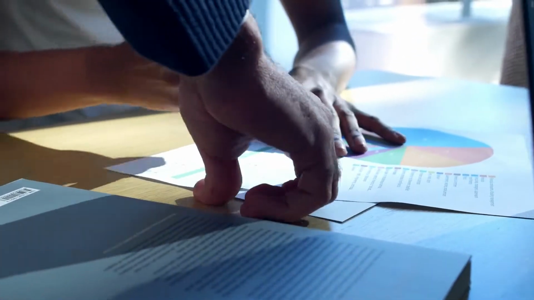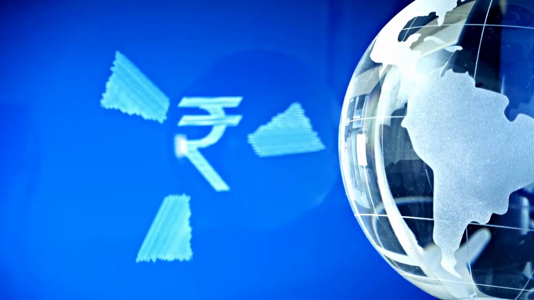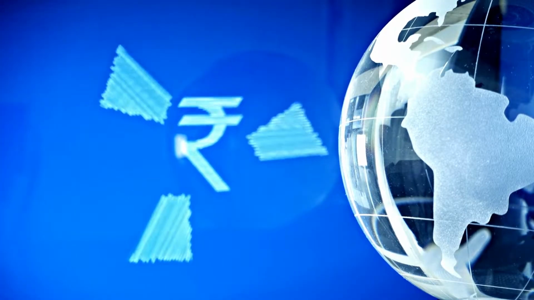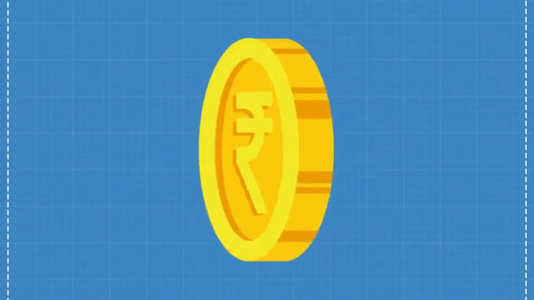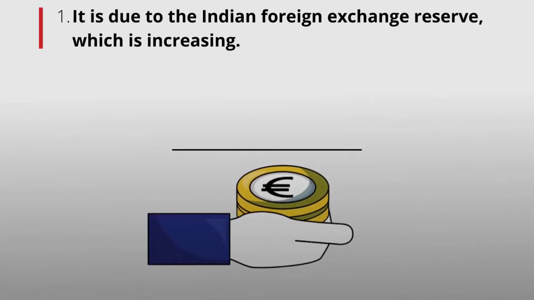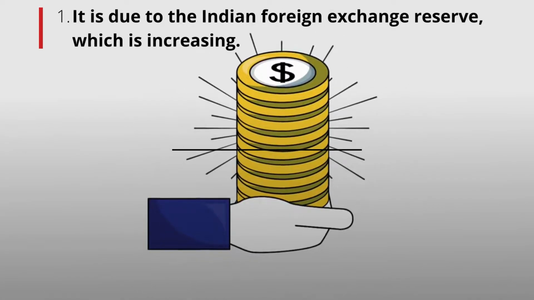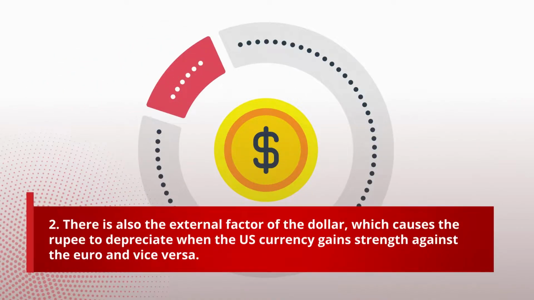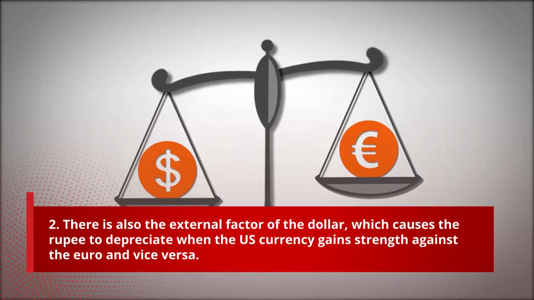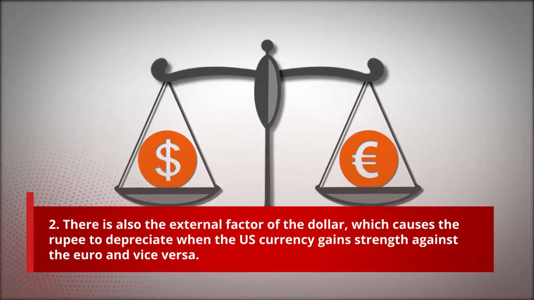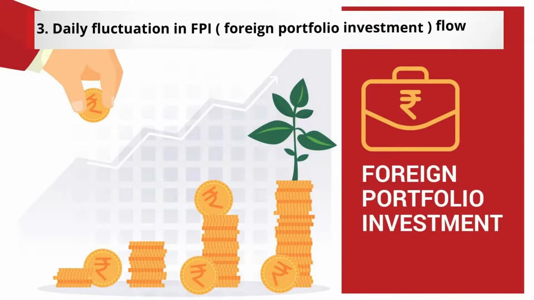You must have thought, what are the factors that affect rupee against dollar and why there is so much fluctuation? So we are going to list all the factors to make you understand. First of all, it is due to the Indian foreign exchange reserve, which is increasing in the last few years. There is also the external factor of the dollar, which causes the rupee to depreciate when the US currency gains strength against the euro and vice versa. The daily fluctuation in foreign portfolio investment flow is also one of the factors which affects rupee against dollar.